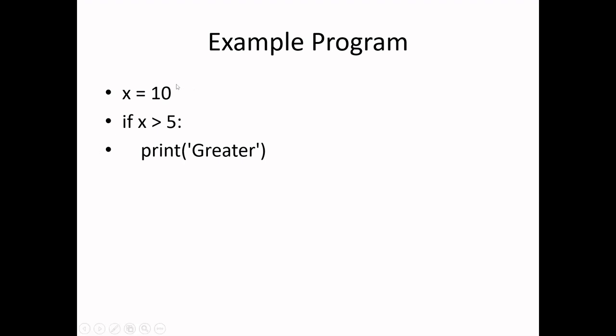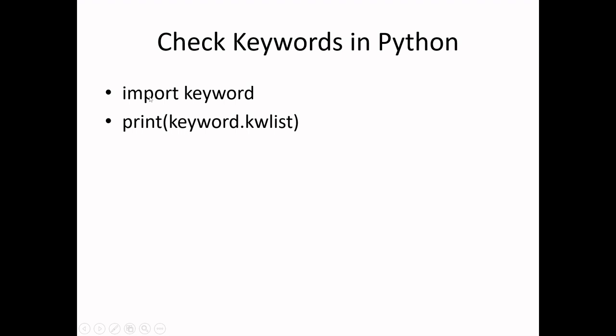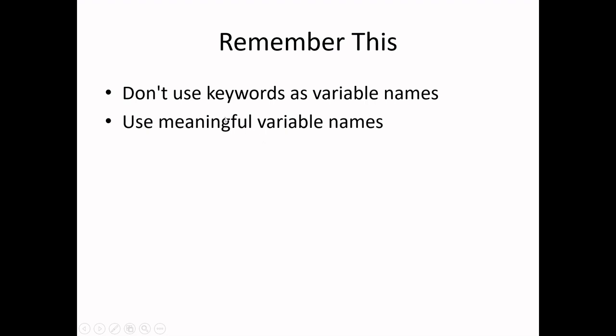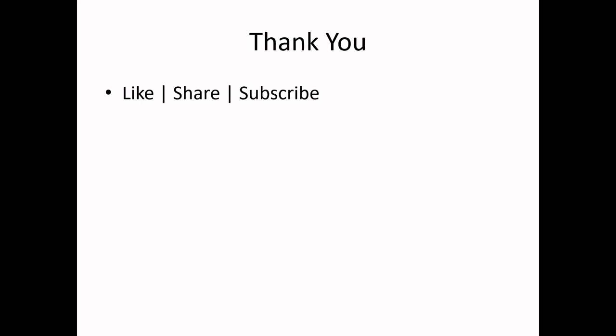So let's see, x equal to 10. If x is greater than 5, print greater. Now you know that x holds the value 10. Now we compare if x is greater than 5. What is the value of x? x is 10. Is 10 greater than 5? Yes. Then print greater. You can also import keyword and print keyword.kwlist. So don't use keywords as a variable name. Thank you. Now we'll look into the practical approach.